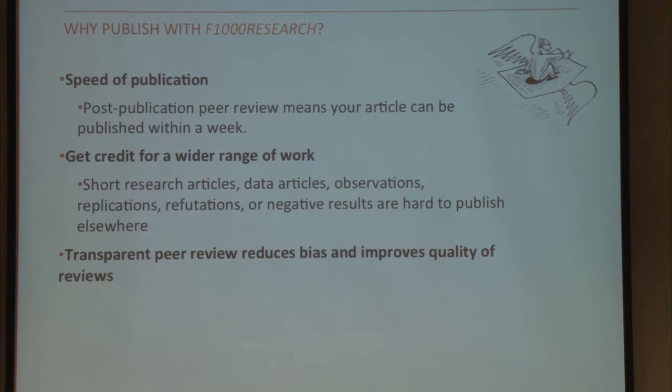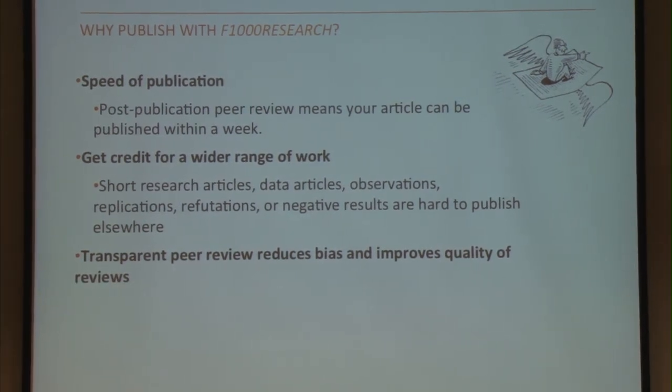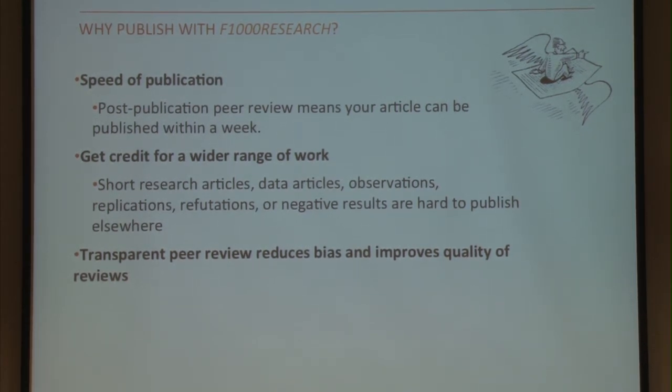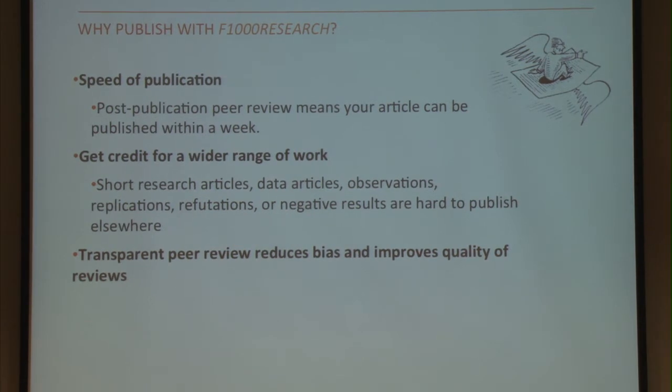So using our post-publication peer review model, at F1000 Research, we guarantee speed of publication. As I said, articles are published within 7 days of submission. Because we publish a wide array of work, authors can get more credit for their research. And our transparent peer review process also reduces bias and improves the quality of reviews.